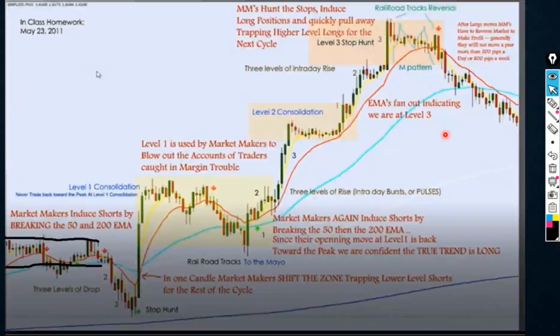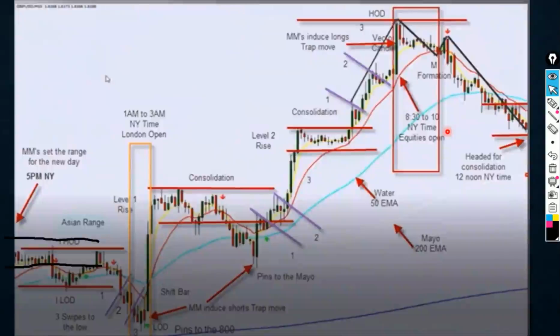Some of the stuff in here, I won't talk about it, the moving averages. I'll teach you the moving averages later. Okay, so as you can see, we have our consolidation, false move 1, 2, 3 to the low of the day. This is our shift bar. So market maker induces shorts and now traps the people from the low of the day. This move will make people think that price is going back to the low of the day, but it's not going back there.